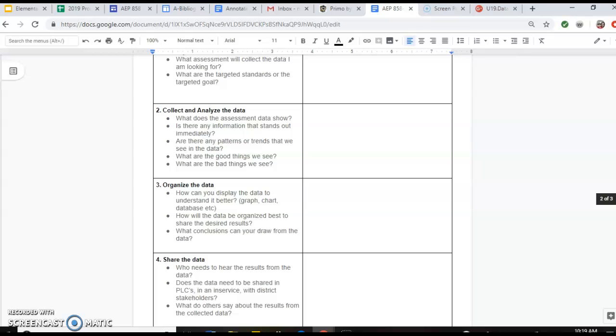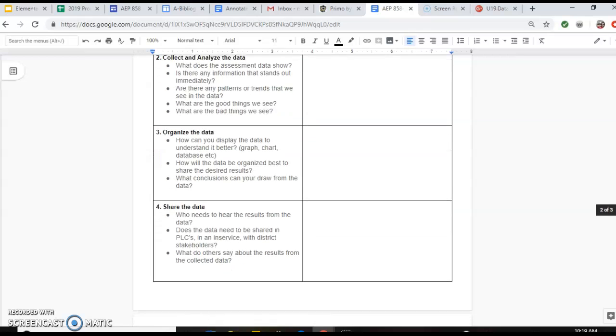Step 3 was to organize the data. So how can you display this data to understand it better? Do we need to graph it? Do we need to chart it? Do we need to put it in a database? How will the data be organized best to share the desired results? And then what conclusions can you draw from the data?